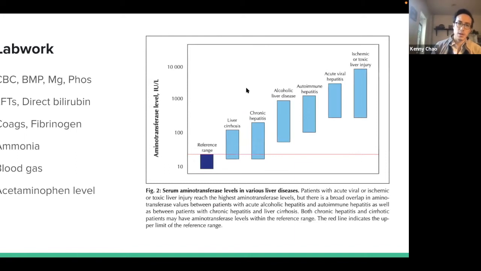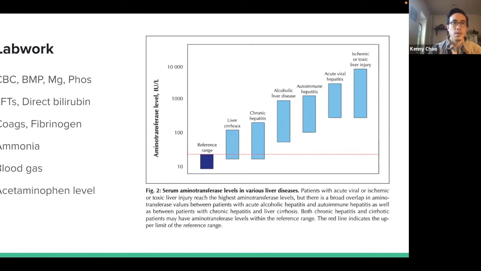In terms of your lab work, these are generally the basic labs you want to get. Your CBC, your electrolytes, your LFTs. I think we just mentioned this before, but there's a difference between biochemical tests, which point to liver injury, and that includes your AST, ALT, and ALK Phos. And then you have your functional tests, which point to the liver function, and they're usually the products that are synthesized by the liver, and these include albumin and coags.